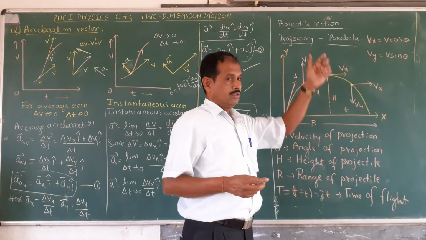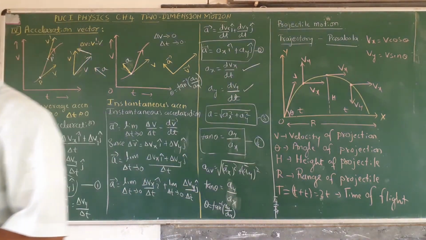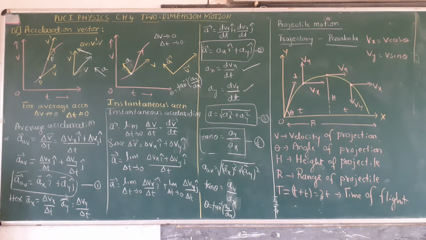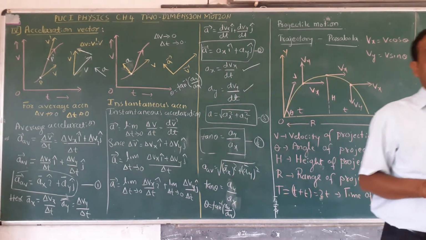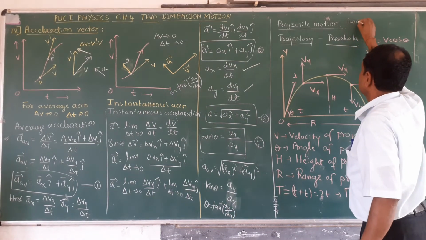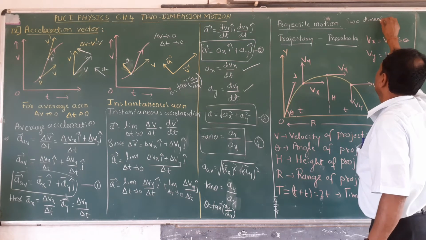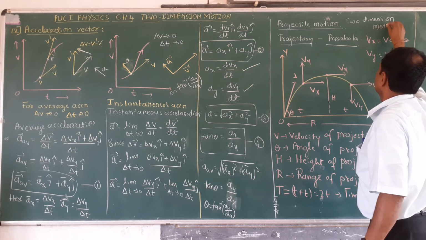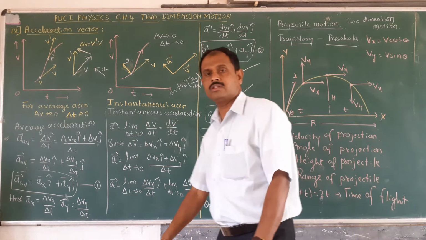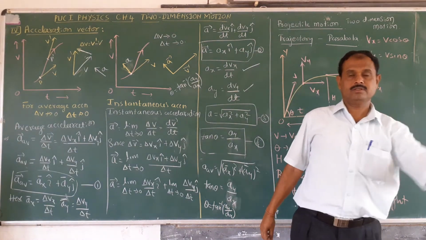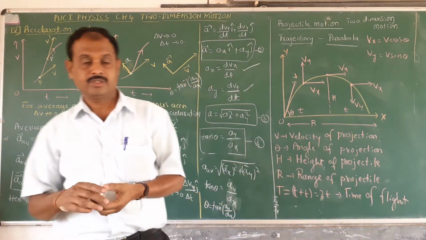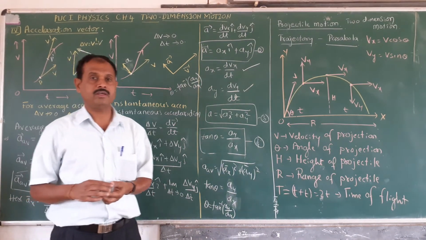Now, the very important point to come to is projectile motion. What is projectile motion? Very important. Projectile motion of a particle is a two-dimensional motion. It is one of the best examples for two-dimensional motion. What is projectile motion? What would you give as an example for projectile motion?